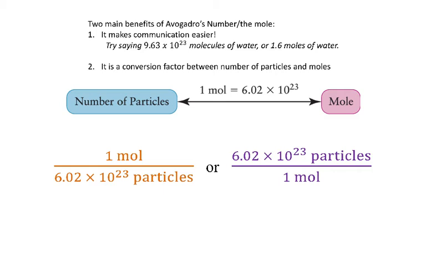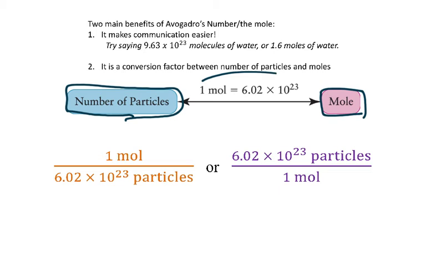So here we've represented it like a unit plan where we have a number of particles and moles, and they're connected by an arrow, which gives us a conversion factor, which we now know we can write two different ways depending on the problem, right? Depending on which way we're going and what we're trying to solve.